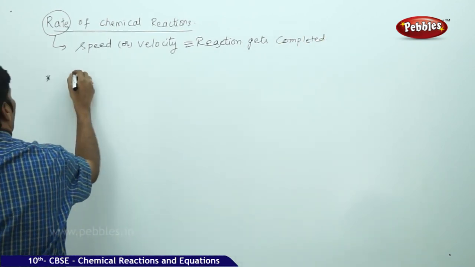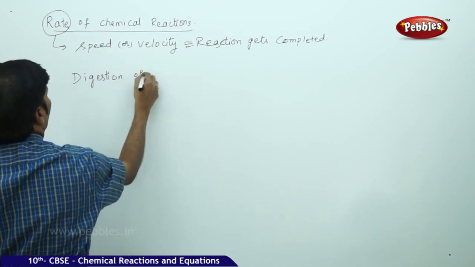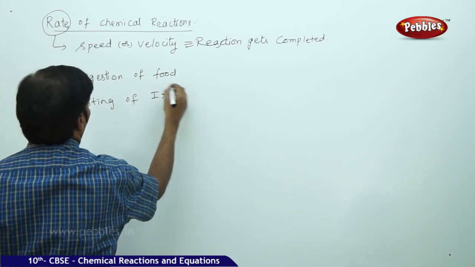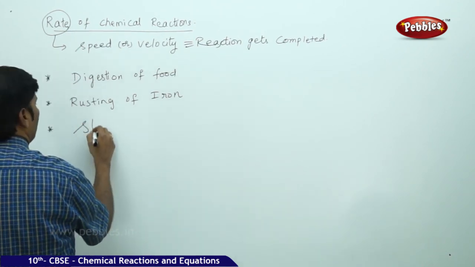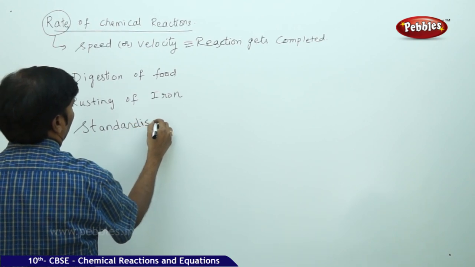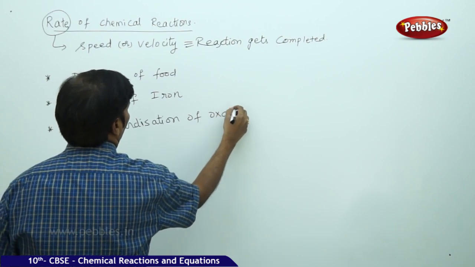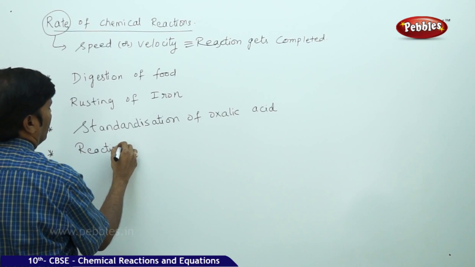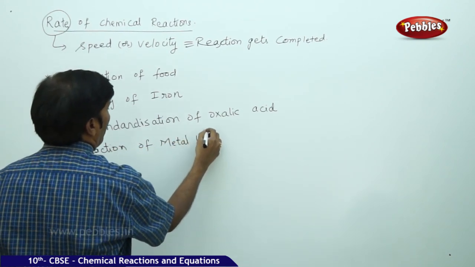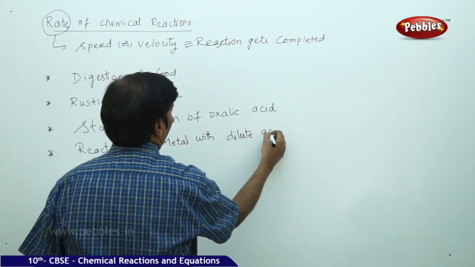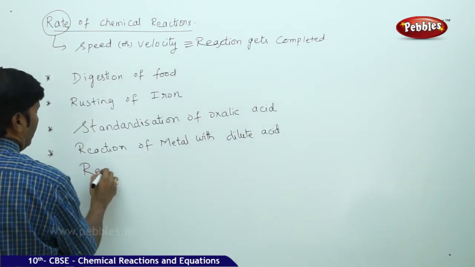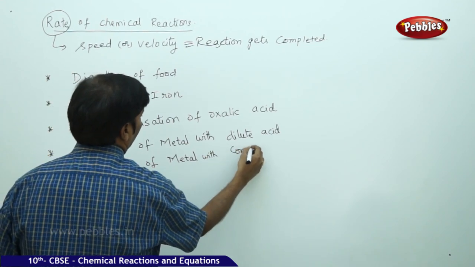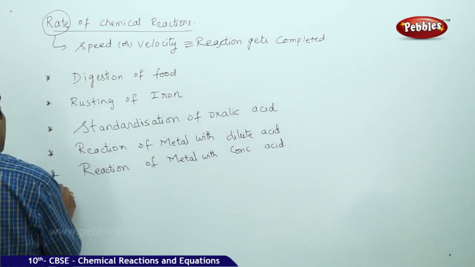Take these examples, random examples I am going to give you: digestion of food, rusting of iron, then standardization of oxalic acid, reaction of metal with dilute acid, concentrated acid, fermentation process.